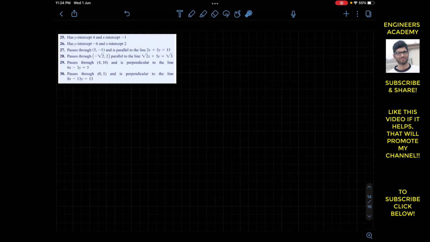Now the next problem, the last problem, is problem 30 again, which says to find the equation of the straight line which passes through (0, 1) and is perpendicular to this given line. So again we are given x1 and y1, which is (0, 1), and we are given that it is perpendicular to the line 8x minus 13y equals 13. So we need to convert this into slope-intercept form.